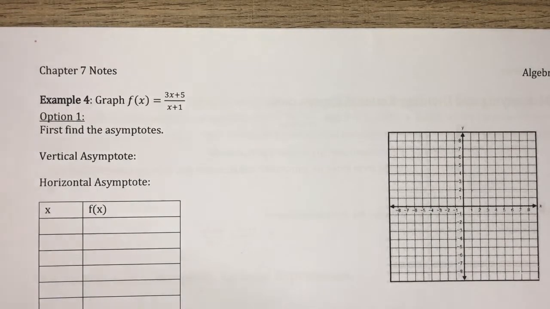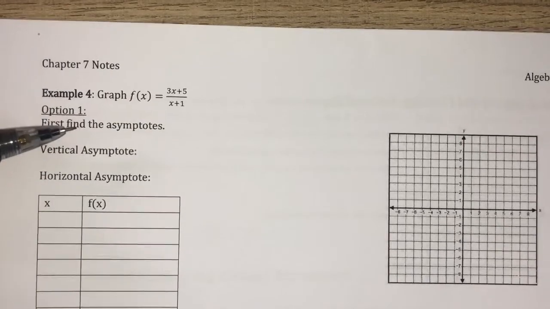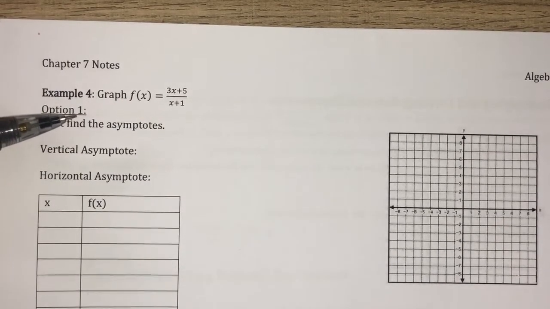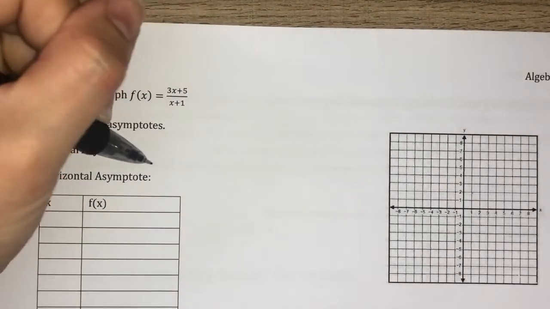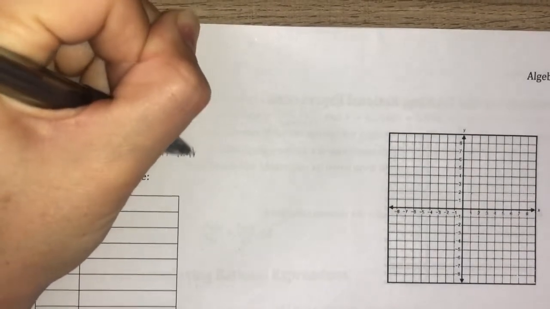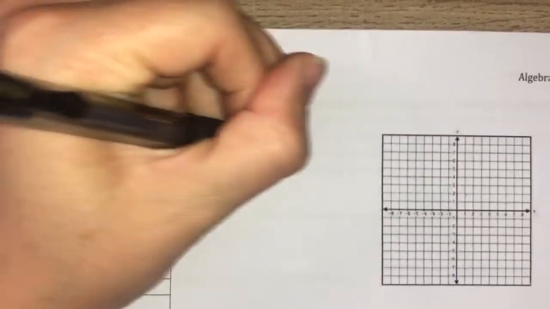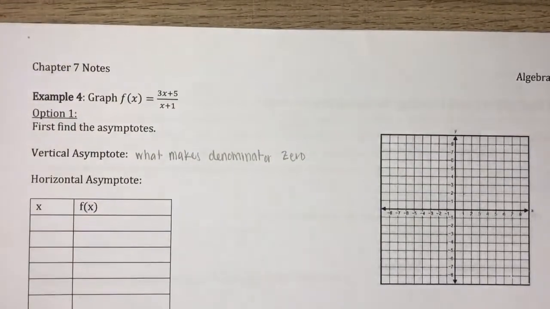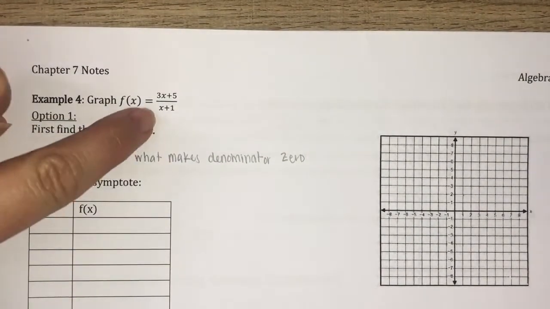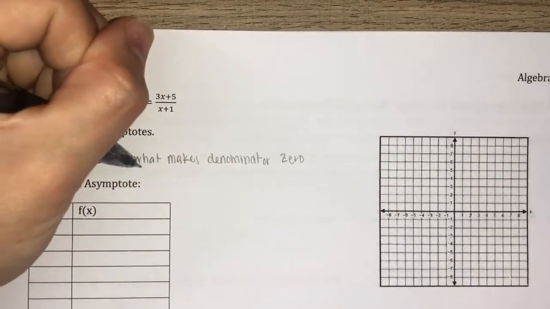When it's in this form and we have an x in the numerator, in order to find the vertical asymptote, actually, the vertical asymptote applies in any form, but the vertical asymptote is always whatever makes the denominator 0, because that's undefined. So vertical asymptote, it's what makes the denominator 0. So in this case, what makes the denominator 0 would be x equals -1, because -1 plus 1 would be 0.